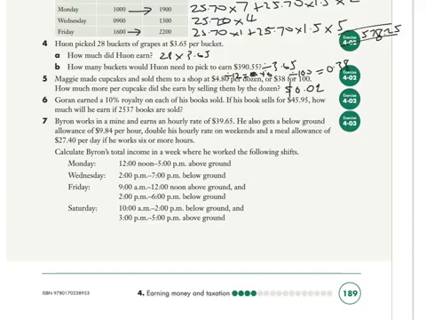Alright, Goran earned 10% royalty. Each book sold for $45.95. He sold 2,300 books, so we are going to times by 45.95, and he earns 10% of that, which is 11,657.52.